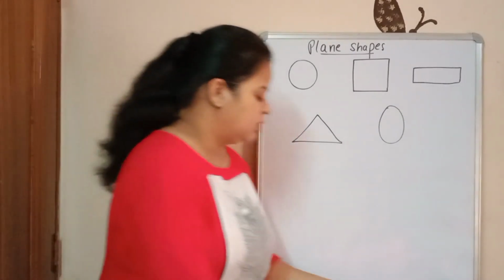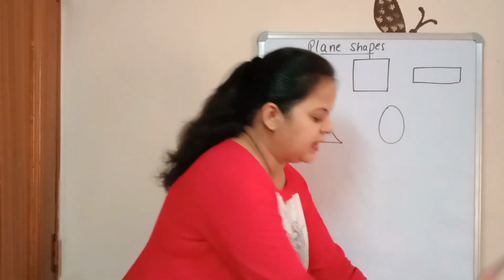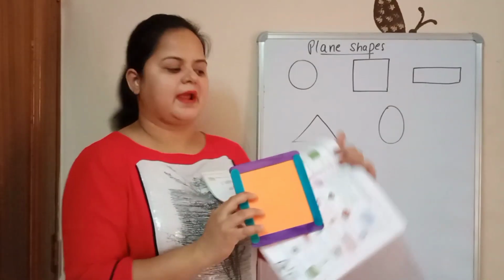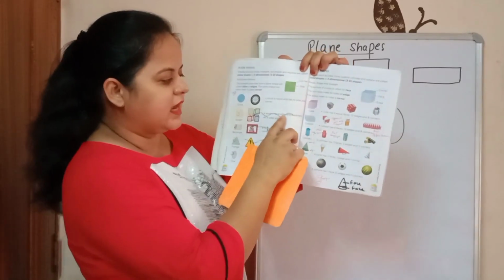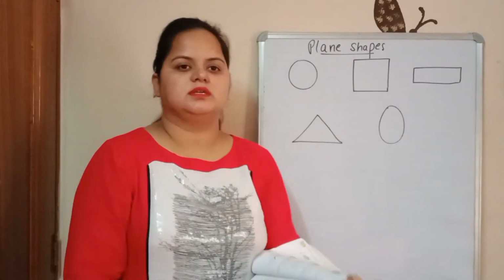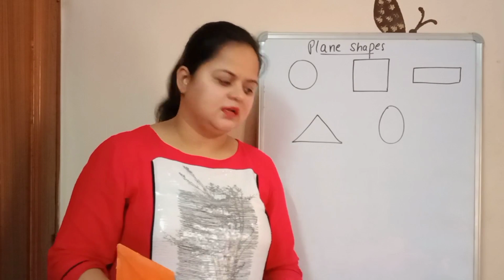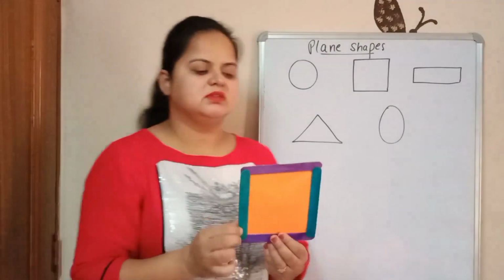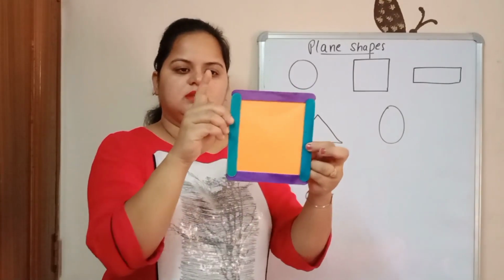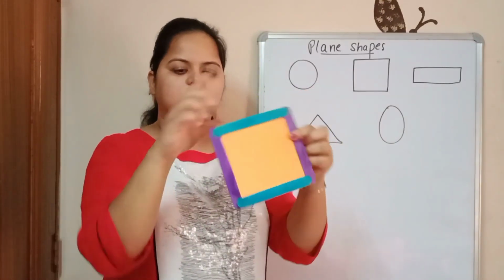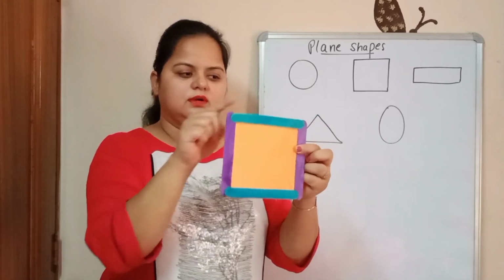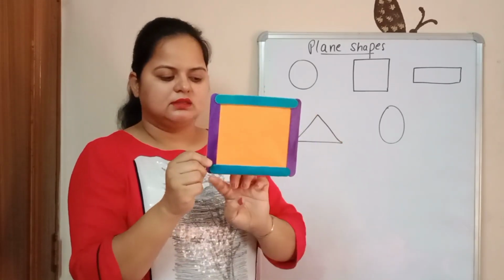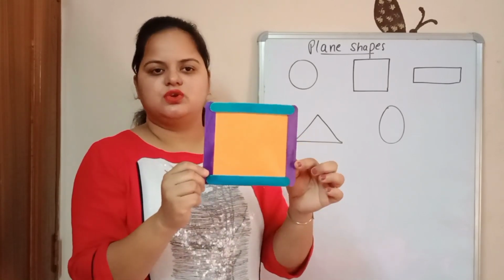Okay. A square, you can see in your books also, has four corners and four sides. A square has four sides and four corners, and the four sides are equal to each other. Four equal sides a square has. See, 1, 2, 3 and 4. These four are the corners of a square.